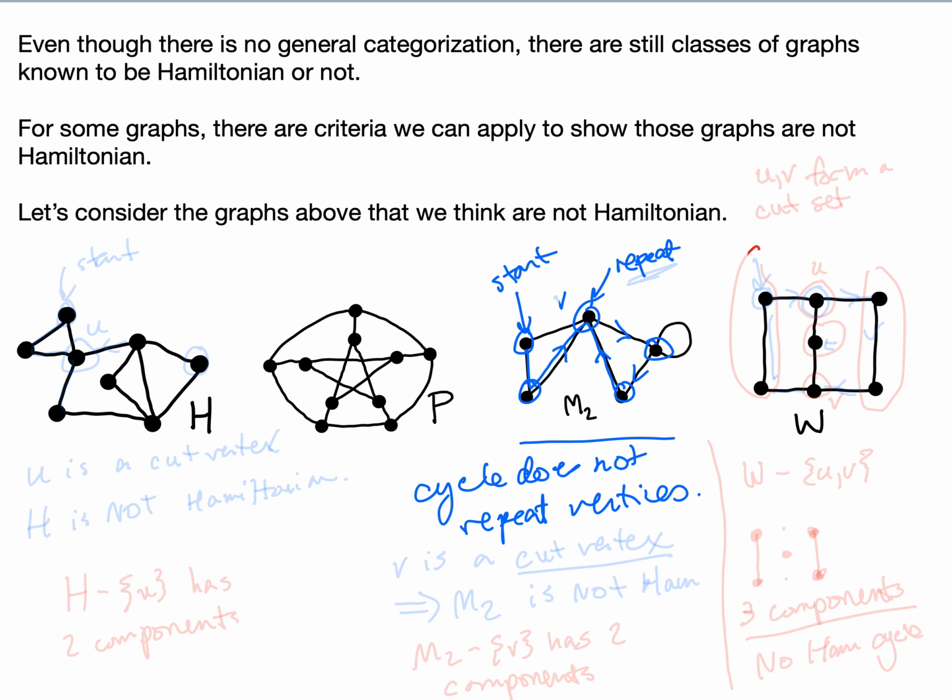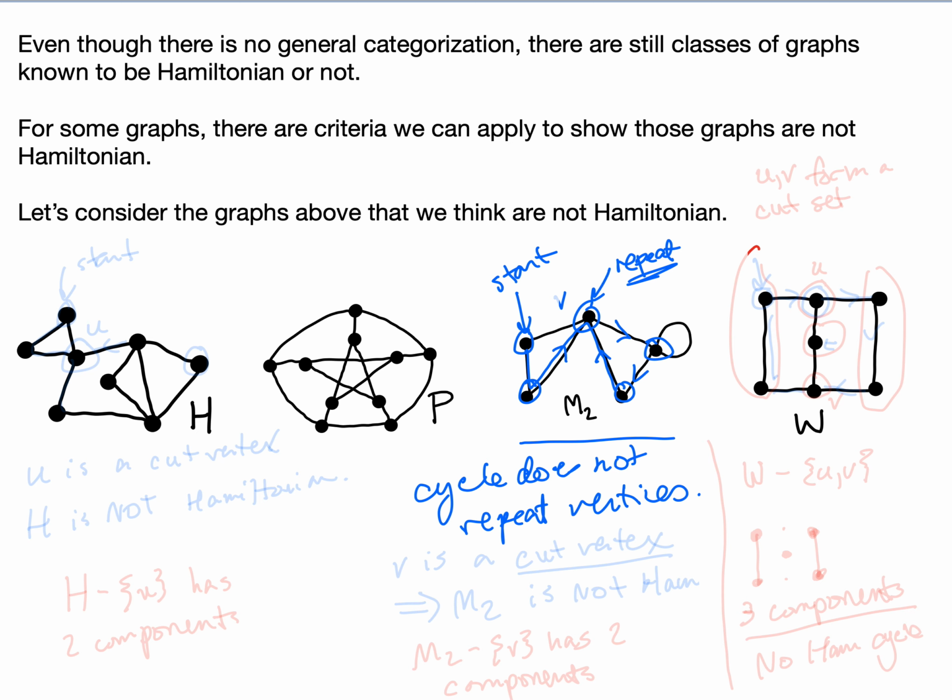And we can argue that for this graph, there is no way to start and end at the same vertex and include all vertices without repeating this vertex in the middle. Because if we start on this side, we have to pass through it to get over to the right side, and then we'd have to pass through it again to get back to where we started. Same argument for if we started on the right side. And if we'd started in the middle, then we would end up repeating the vertex more than once as well.